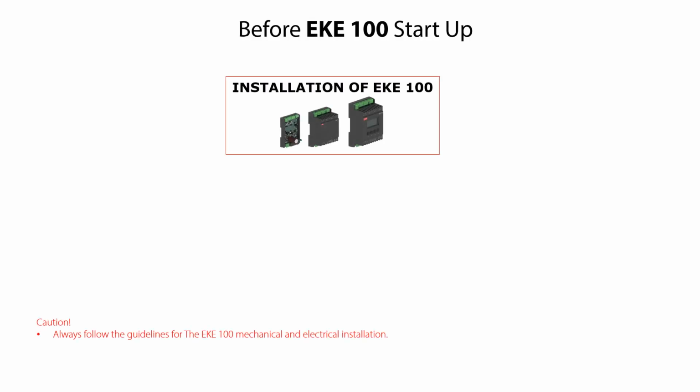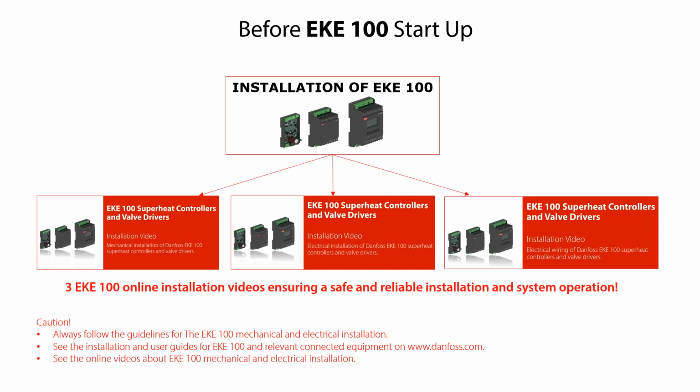It is very important to ensure that the EKE 100 is correctly mechanically and electrically installed before starting up the EKE 100 and starting to configure it. The EKE 100 should always be installed and connected to other equipment according to the guidelines given in relevant literature, such as the installation and user guides for the EKE 100 and other equipment. Please note that there are free EKE 100 online installation videos available to ensure safe and reliable installation and system operation.